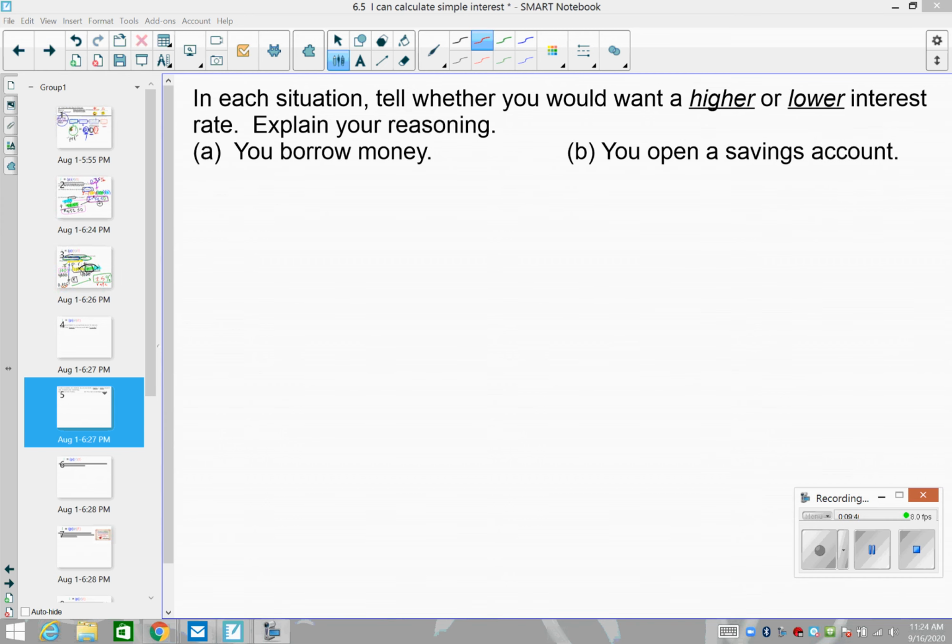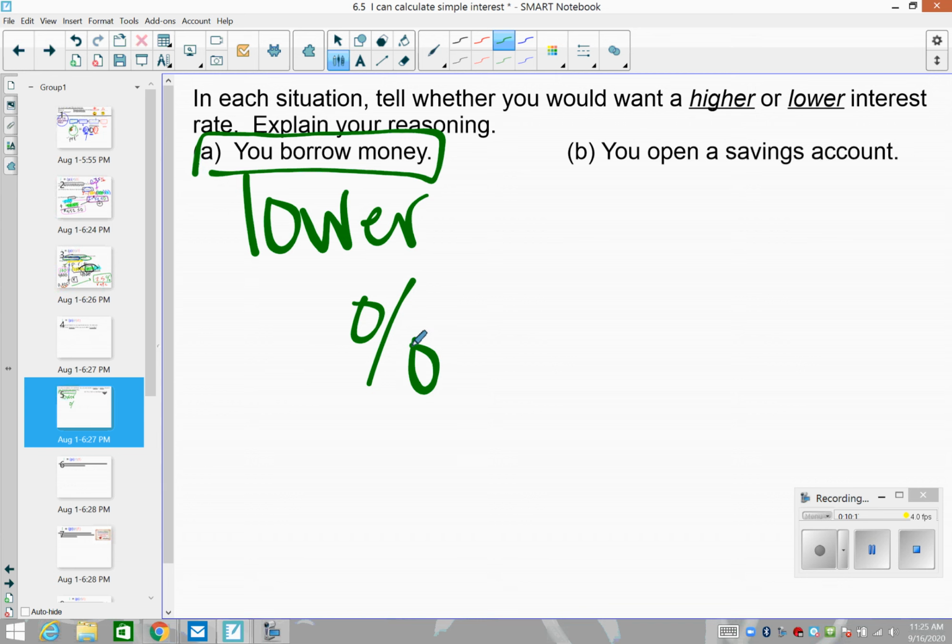In each situation, tell whether you would want a higher or a lower interest rate. So your answer to these are either going to be higher or lower, and we only have 2 questions. If we're talking about the interest rate, the percent of money, if you're borrowing the money, do you want it to be a high rate that you have to pay, or a low rate that you have to pay? Thinking, thinking, thinking. If you have to pay the money, do you want the rate to be high or low? You should have said lower. So the percent that you owe, which of course we convert to decimal, you want that to be lower if you have to pay it.